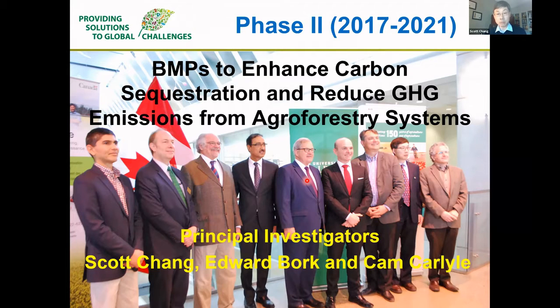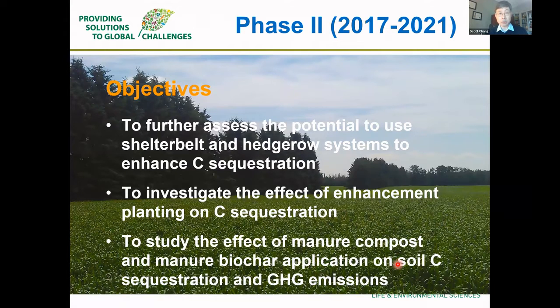And in this project, Cam came on board as a PI here as well. The objectives for this project had the following 3. Number 1 is to further assess the potential to use shelter belt and hedgerow systems to enhance carbon sequestration, which is similar to what we did in the first phase of the program.